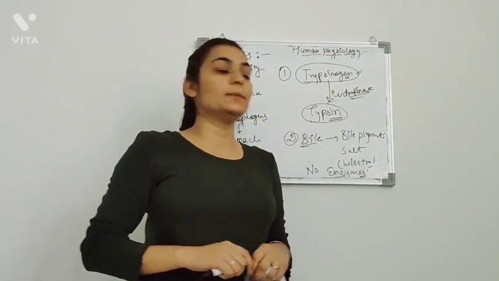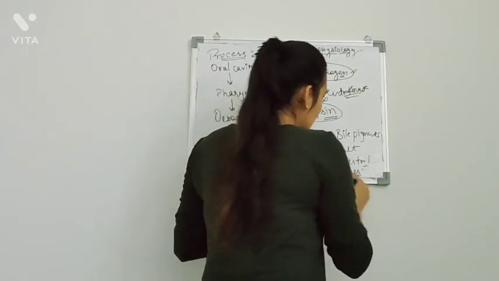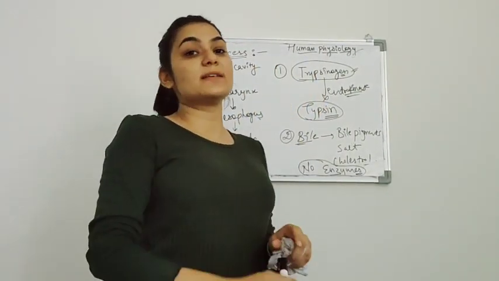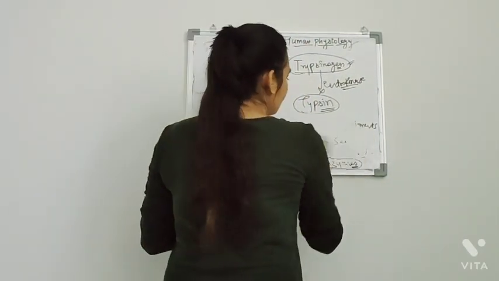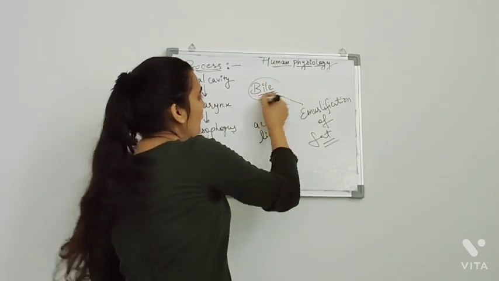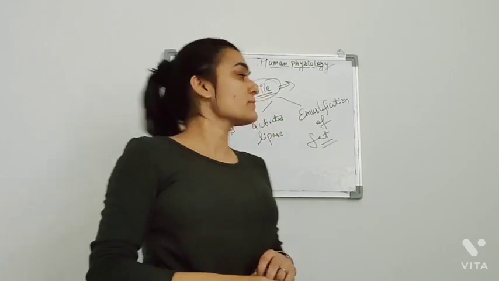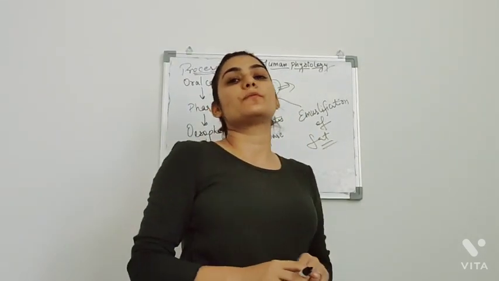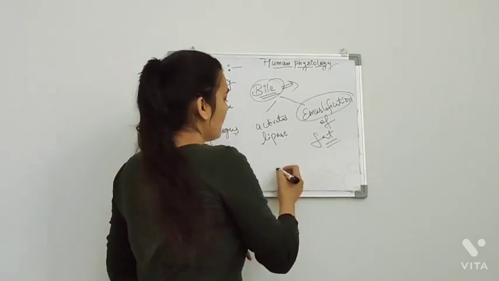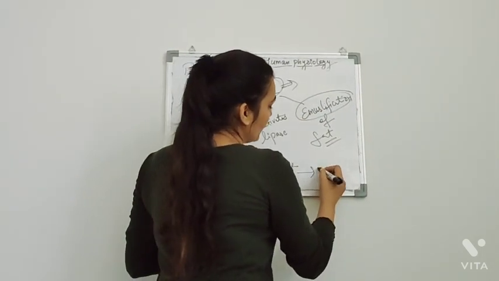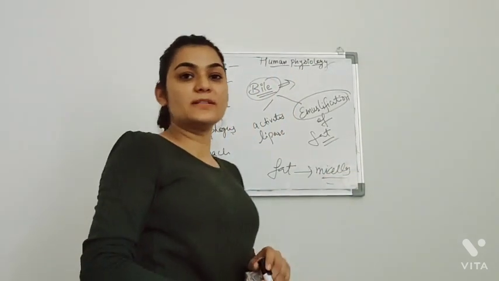After that, the second thing is the bile. Bile has the bile pigments, bilirubin and biliverdin, the bile salts and the cholesterol. But the main important thing is that there is no enzyme present in the bile. Bile has two functions. First, it activates the lipase enzyme, and second, the emulsification of the fat. What is emulsification? Emulsification is when the fat breaks down into small micelles.